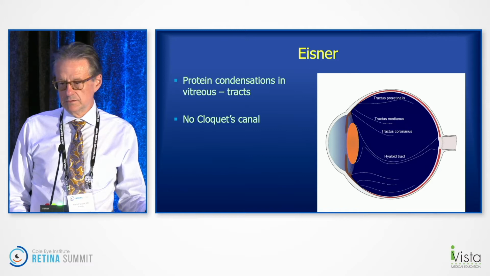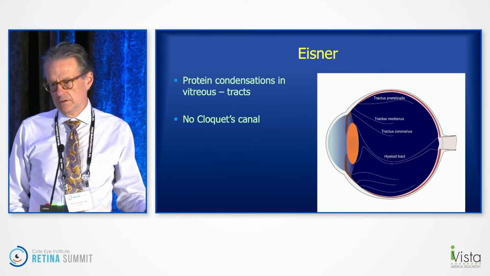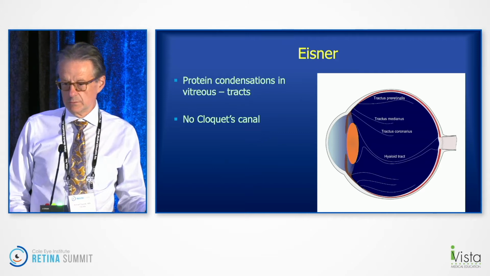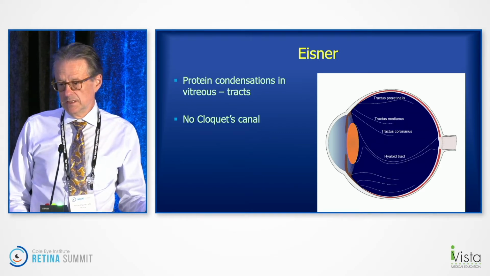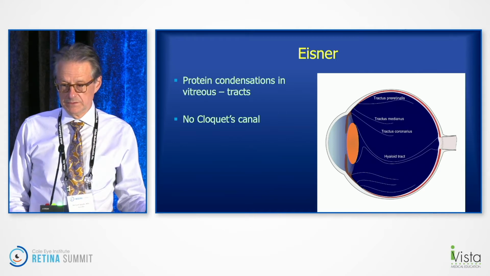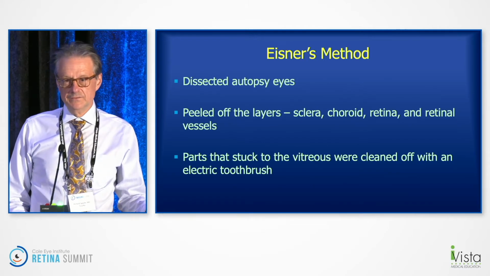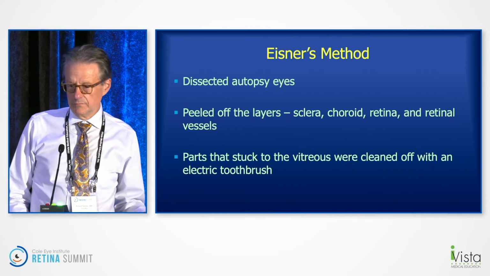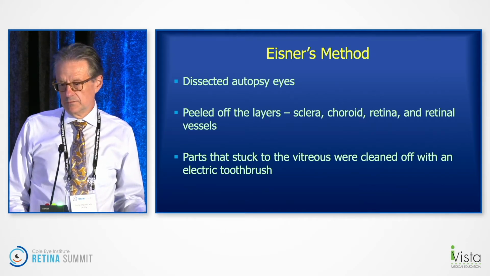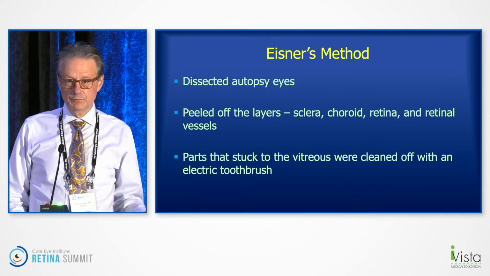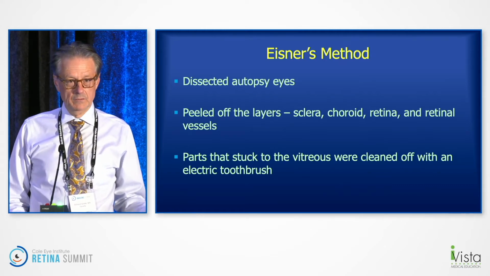Sebag was a guy who looked at the vitreous in the 70s and the 80s, and he made a drawing or idea of the vitreous like this, where he thought there were different tracks in the vitreous. He didn't even think there was Cloquet's canal. You notice there's no bursa in his representation. What he did is he dissected autopsy eyes and peeled off the layers. He said he peeled it off like parts of an orange, and anything that was stuck to the vitreous that was left, he cleaned off with sandpaper and an electric toothbrush. That sounds like a good way to look at the vitreous, right?